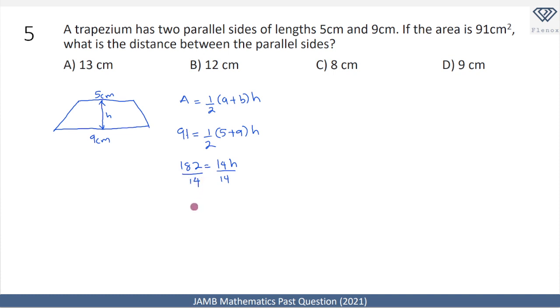we have 13 is equal to h. So we know that h is equal to 13 centimeter. So the height of the trapezium is 13 centimeter, which is the same thing as the distance between the two parallel sides. So the correct option is option A.